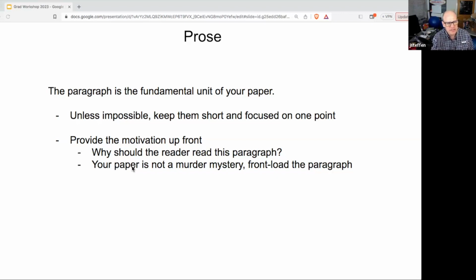So your paper is not only not a memoir, but it's also not a murder mystery. And so you don't need to string people along with, I'm going to tell you what this paragraph is about eventually, but in the meantime, I'm going to use my fantastic English skills to show how good of a writer I am. When I'm working with my graduate students, I recommend to front load the paragraph. If you have information that you want the reader to get, put it at the front of the paragraph. This is what the paragraph's about, and then they can get the details a little bit later on.